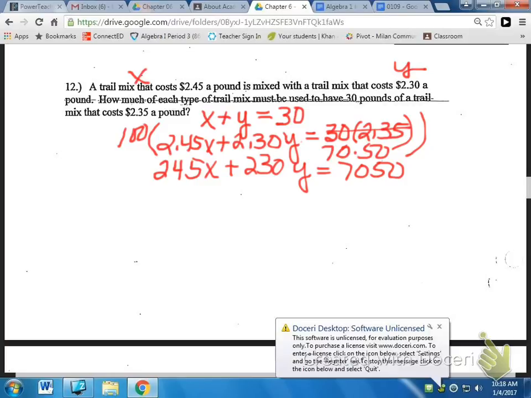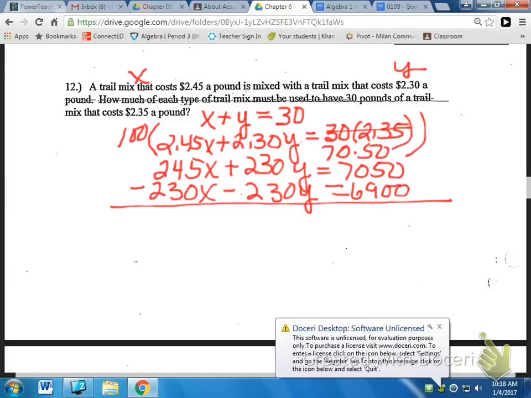Okay, so the top equation, x plus y equals 30. Any ideas what we might want to multiply by there? 245. We want to do the negative of it, right? So negative 245, is that what you want to do? I kind of like 230 better. Do you care if I do that? Because 230 is a little bit more rounded off. So I'm going to say negative 230x minus 230y, and 230 times 30 would be 6,900.